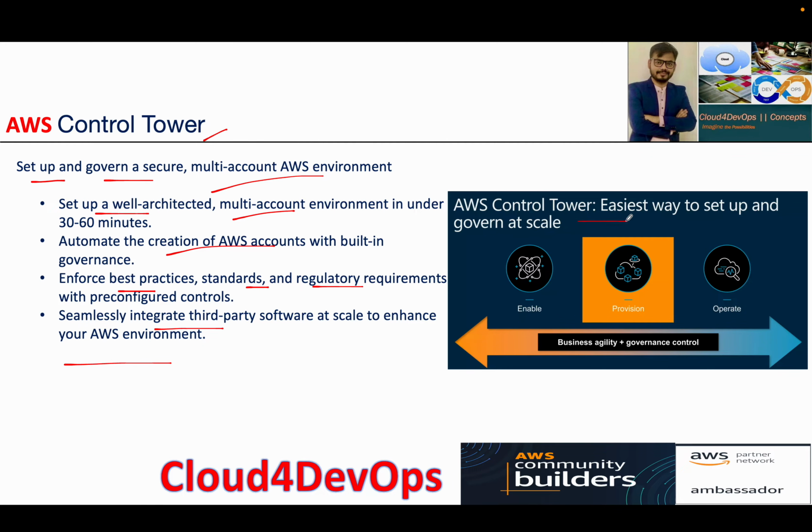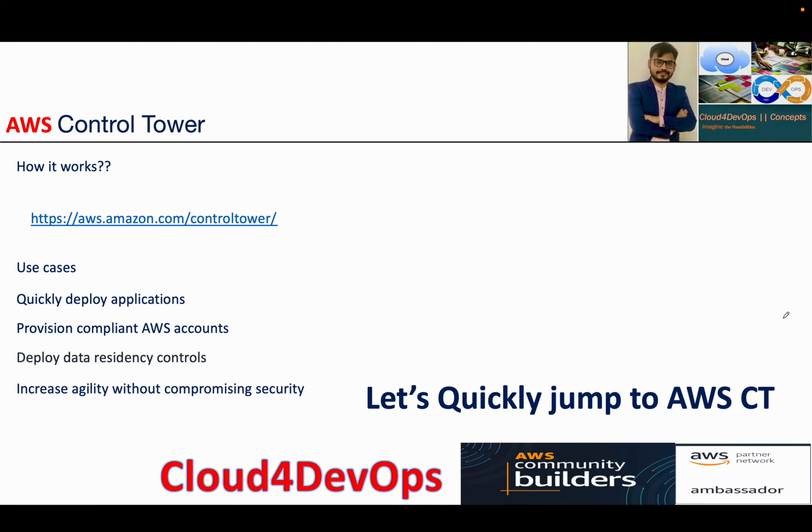So AWS Control Tower is the easiest way to set up and govern at scale. Scalability is not a factor over here. So what you have to do is enable it, provision it, and do the operations as per your requirement. Okay, let's go to the next slide.